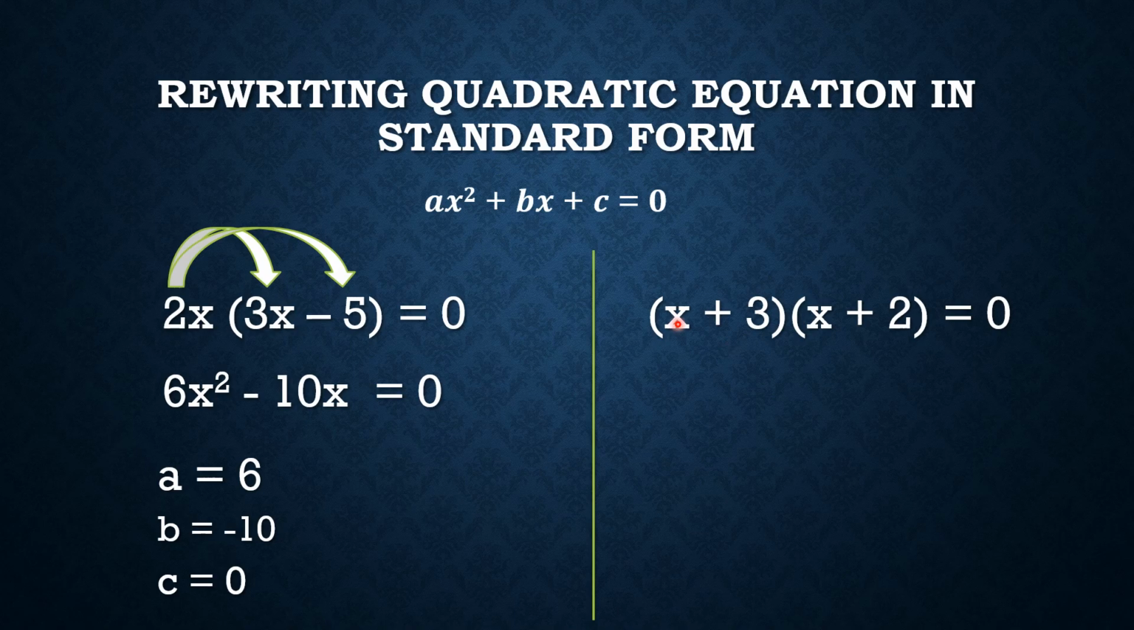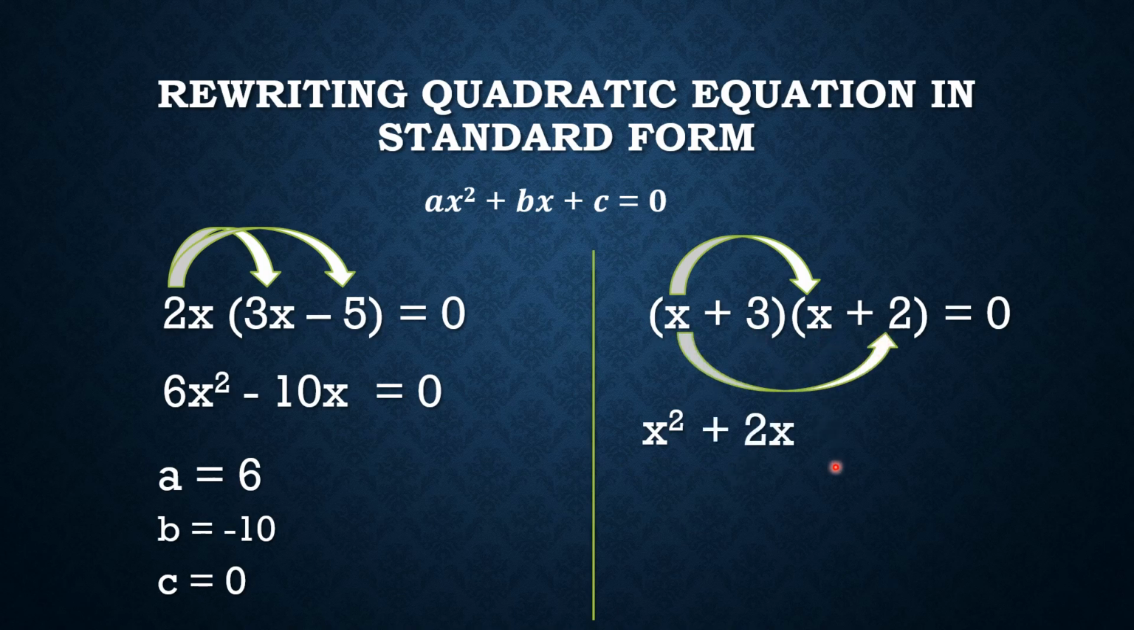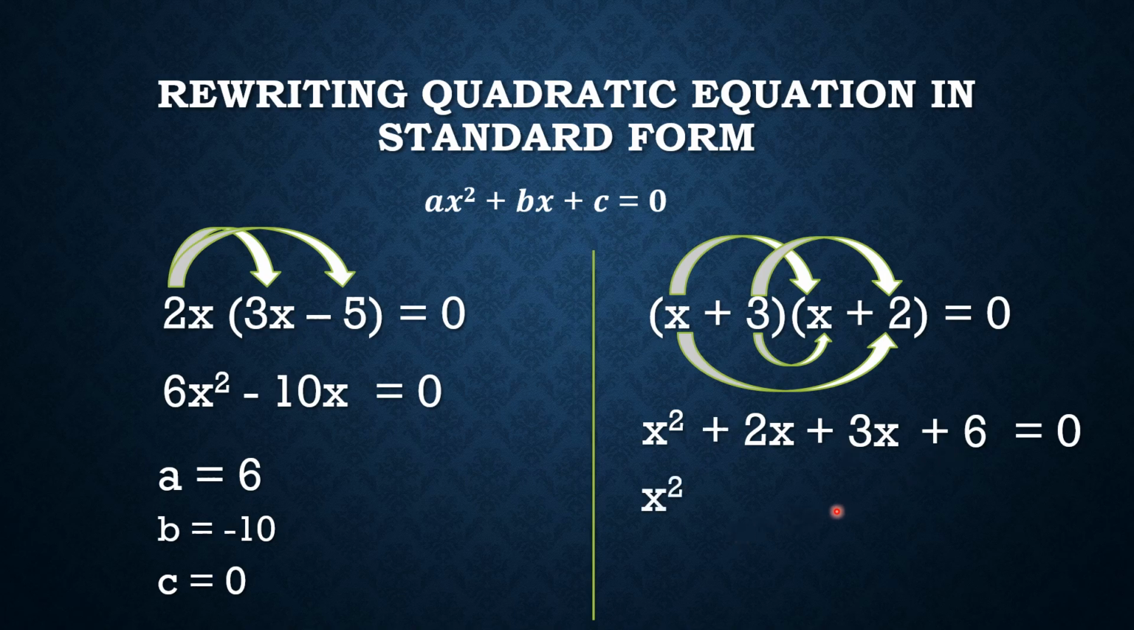So the first terms, x and x, times x is x squared. And then x times 2 is 2x, 3 times x, 3x, and then 3 times 2, positive 6, equals 0. Now, let's combine similar terms. Take note, sulat lang natin si x squared. And then si 2x and 3x can be combined together, and that gives us positive 5x. And our constant is positive 6 equals 0.